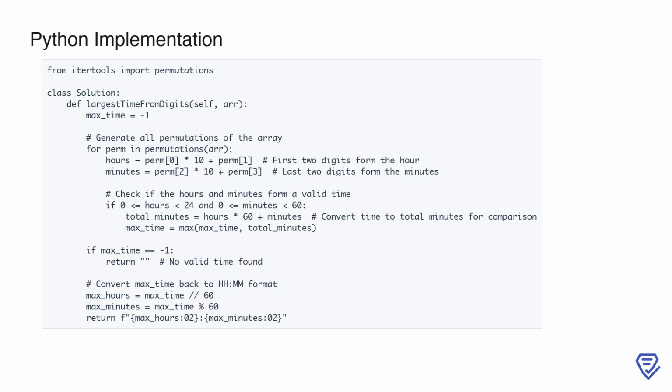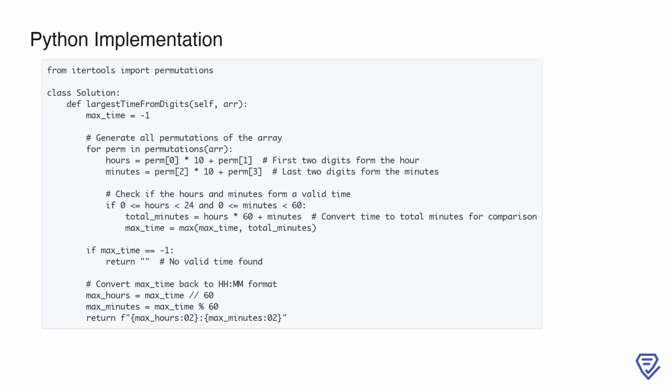3. Generating permutations. The permutations function generates all possible arrangements of the 4 digits. For each permutation, the first 2 digits are combined to form the hours, and the last 2 digits form the minutes. For validation, we check if the generated hour and minute values fall within the valid ranges: 0 <= hours < 24 and 0 <= minutes < 60. If they do, the total time in minutes is calculated, hours * 60 plus minutes, and compared with max_time to keep track of the largest valid time.